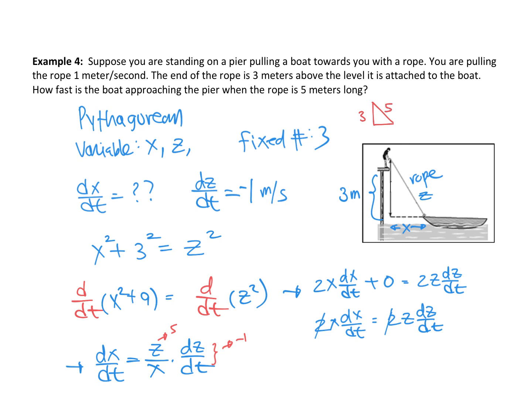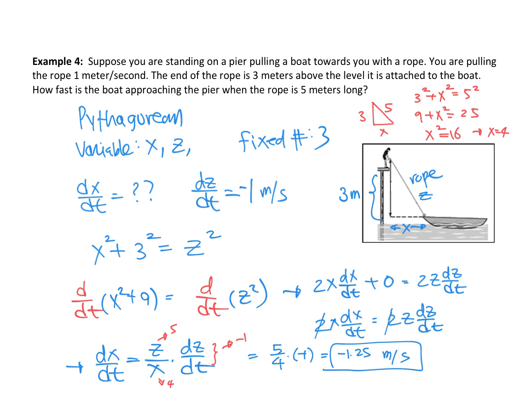3, 5, and x. When the height is 3 and the rope is 5, how do I find x? Again, it's the Pythagorean theorem. 3 squared plus x squared is 5 squared. So 9 plus x squared is 25. x squared is equal to 16. That means x is equal to 4. Okay, so x is 4. I have to do extra work there. So that's 5 over 4 times -1. So -1.25 meters per second.